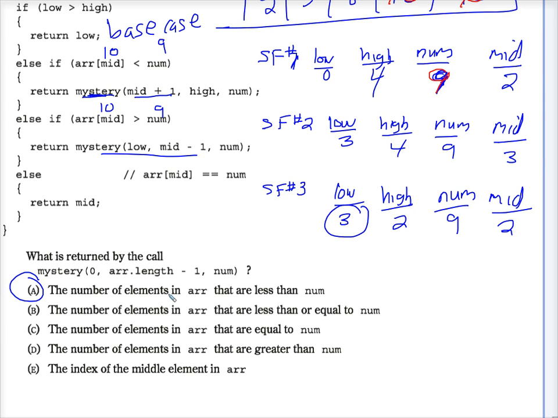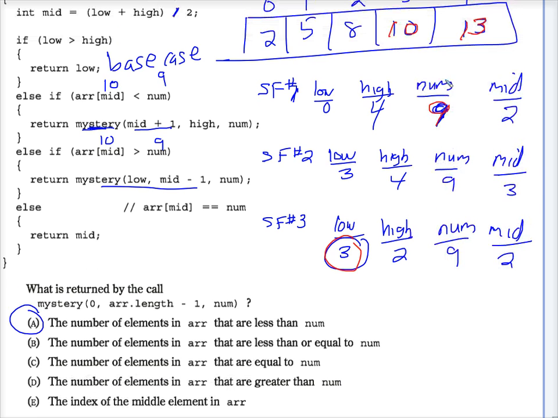Is the number of elements in an array that are less than num, is that what the answer came out to be? Well, num was 9, and how many numbers are less than 9 in this sorted array? Yeah, 3. Hey, what a coincidence. 3 was the return value. That sounds good. Maybe you want to evaluate B through E just to rule them out, or maybe you'll just move on in the exam since A seemed to satisfy this one test case.